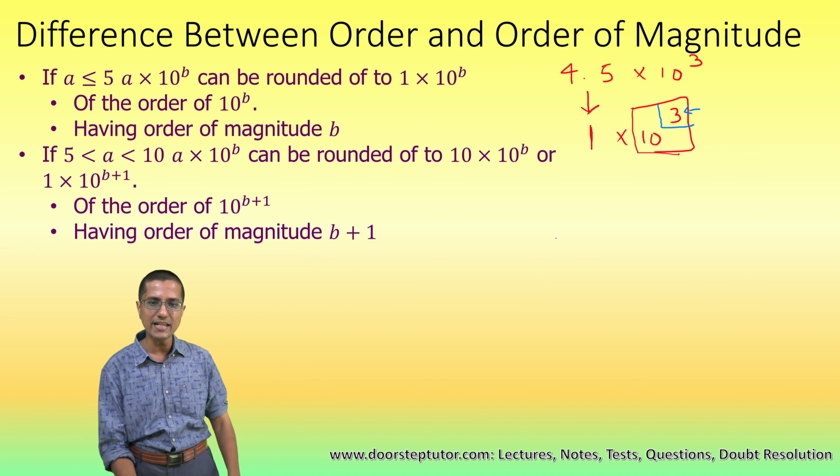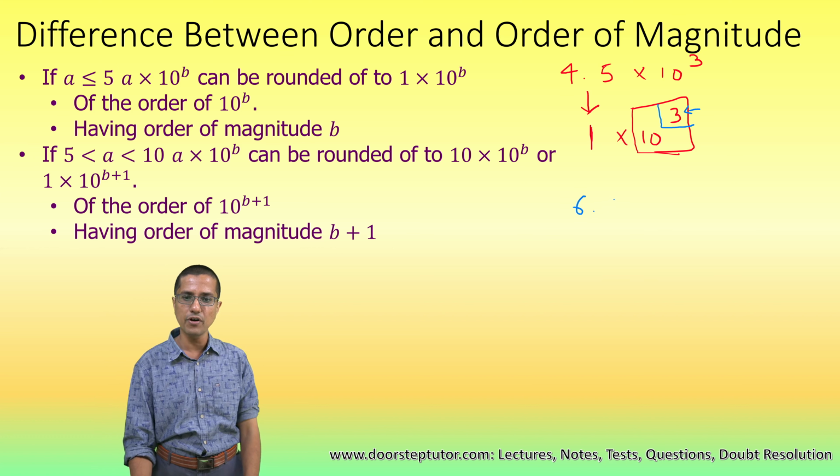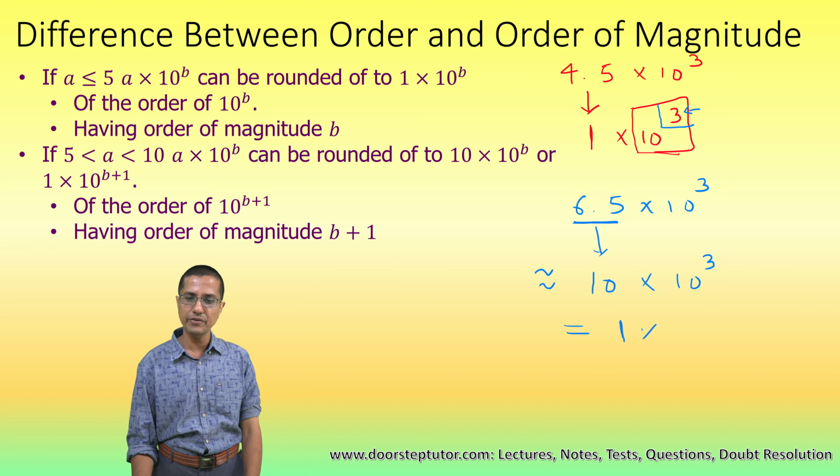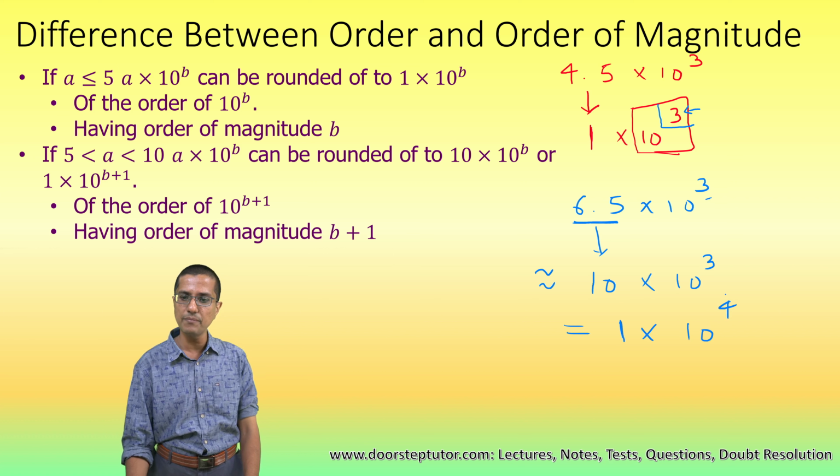Now let's take another example. Let's say that we had a number of the form 6.5 into 10 raised to power 3. In this case, because this is bigger than 5, we round it up to 10. And putting it in correct scientific notation, this will become 10 raised to power 4. So our b would actually become b plus 1. And now we say that the order of 6.5 into 10 raised to power 3 is 10 raised to power 4. So this is the order.